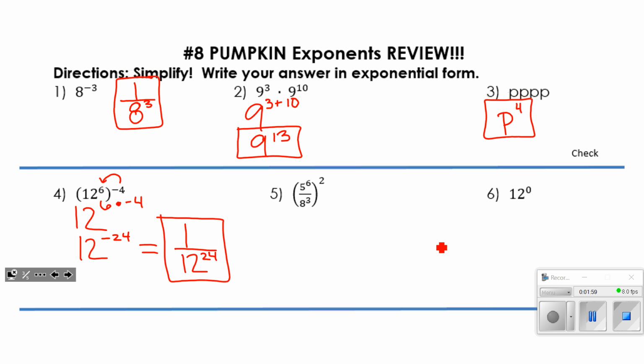Number 5 is another power to a power, but it has division involved. But let's start with a power to a power. Superpower, let's multiply that 2 by everything inside the parentheses. So we have 5 to the 6 times 2 over 8 to the 3 times 2. When you solve the multiplication, 5 to the 12 over 8 to the 6. 5 and 8 are not the same base, so we can't do anything with them together. And because we have no negatives, that is our answer.